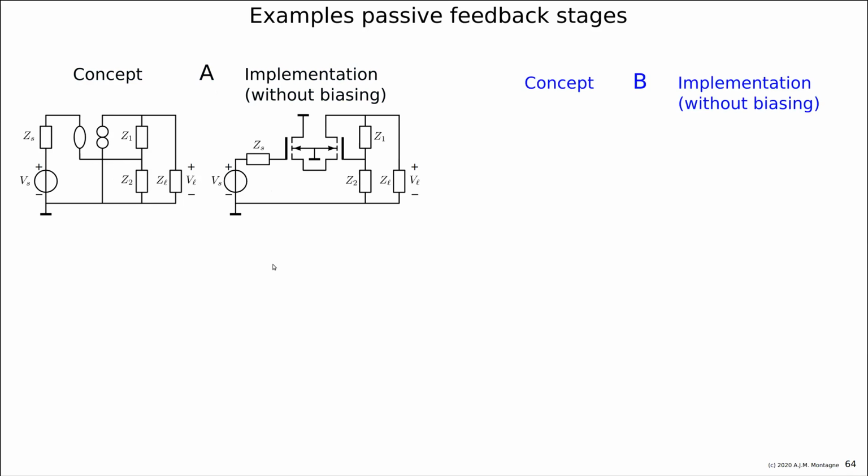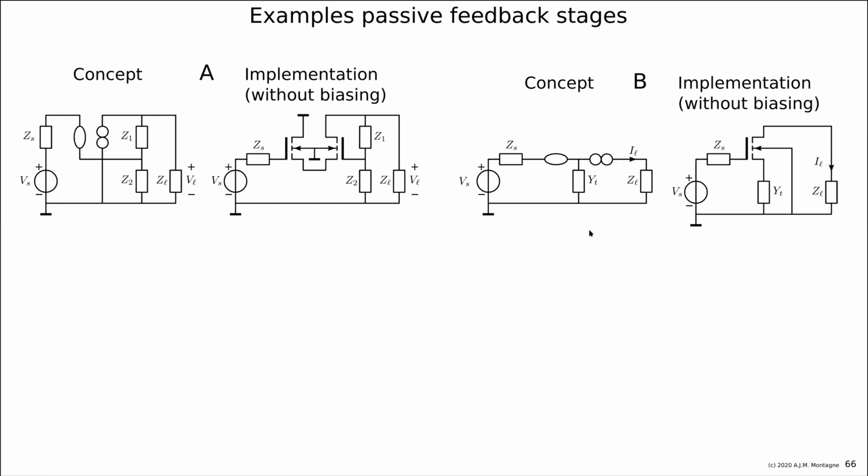B is voltage in, current out. The concept is like this. Hopefully you remember. And you see we have a three-terminal element. The current IL is converted through YT, this feedback, into a voltage, a copy of the source voltage, and this difference is nullified. That makes it an exact copy. So IL relates to VS with YT. And here you see the implementation.